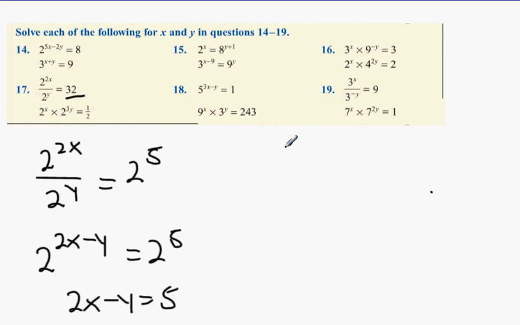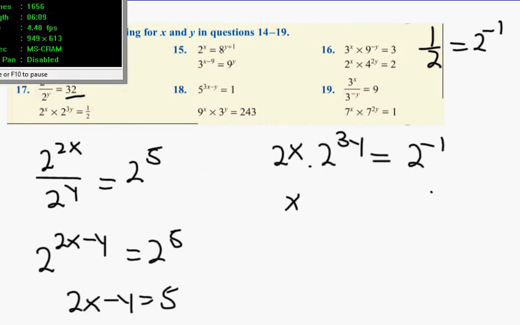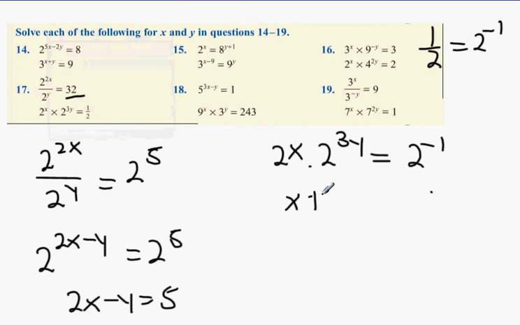The next one is 2 to the power of x multiplied by 2 to the power of 3y. Now, what is a half? A half is 2 to the power of, anybody? Minus 1. This means that it's going to be x plus 3y equals minus 1.